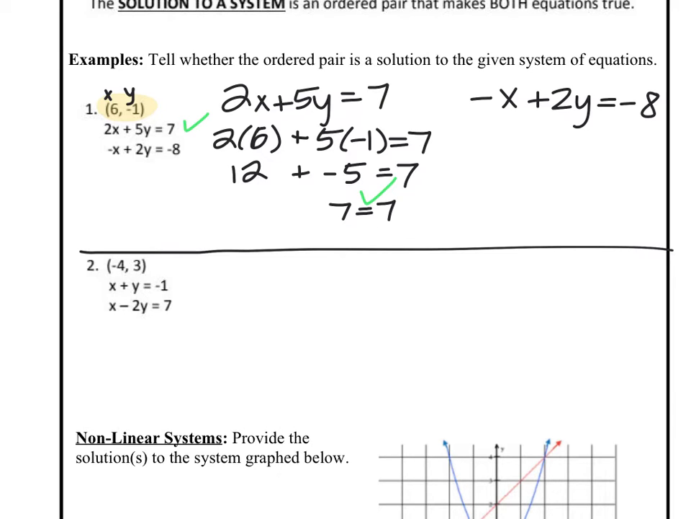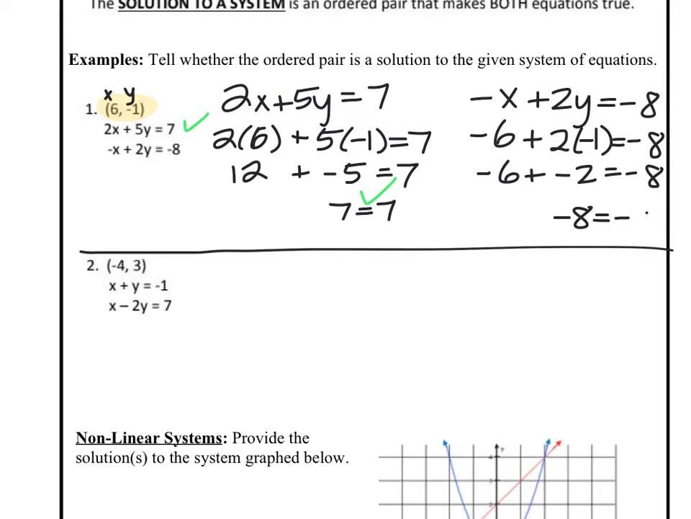Okay. Eli, what do I put instead of x? 6. Yep. So it's going to be -6. And Jaden, what should I put instead of y? -1. So that goes in the y spot. Do your multiplication, and you've got -6 plus -2. Okay, -6 plus -2, what do we get? -8. Okay, does that work?